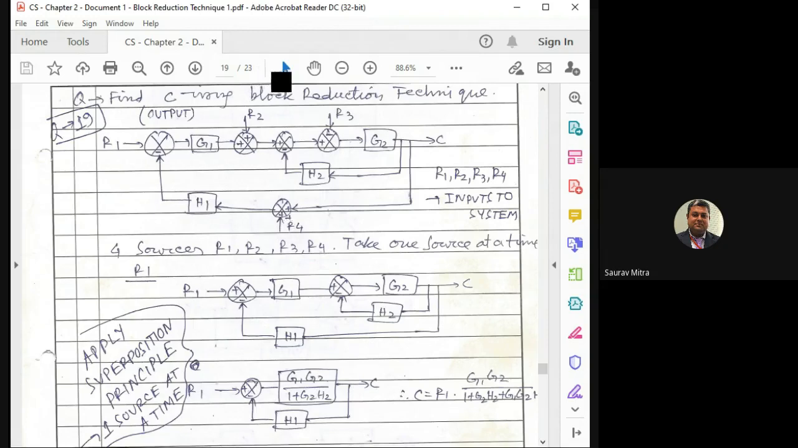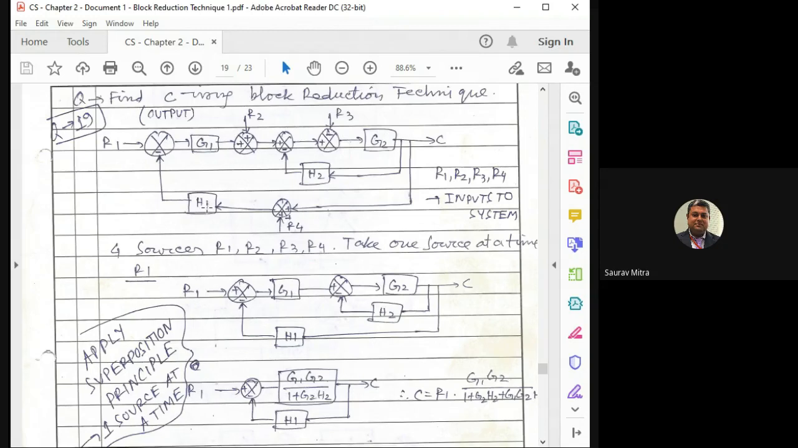This is a very simple way. Whenever you are trying to find the transfer function C by R2, take R1, R3, R4 as 0. For C by R3, in that case R1, R2, R4 as 0. And for C by R4, in that case take R1, R2, R3 as 0. Okay, so likewise, for all the four, the system will change. Suppose you are trying to find C by R4, in that case R1, R2, R3 are taken to be 0. That means all the loops and everything will change. So as soon as you take R4 as the input, this H1 will come as a forward gain.